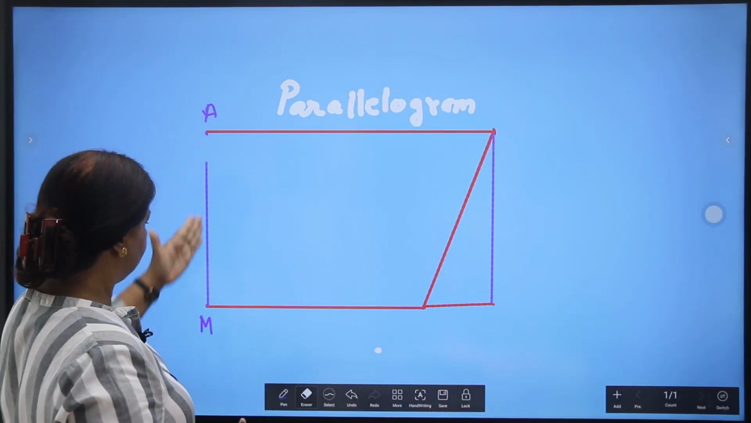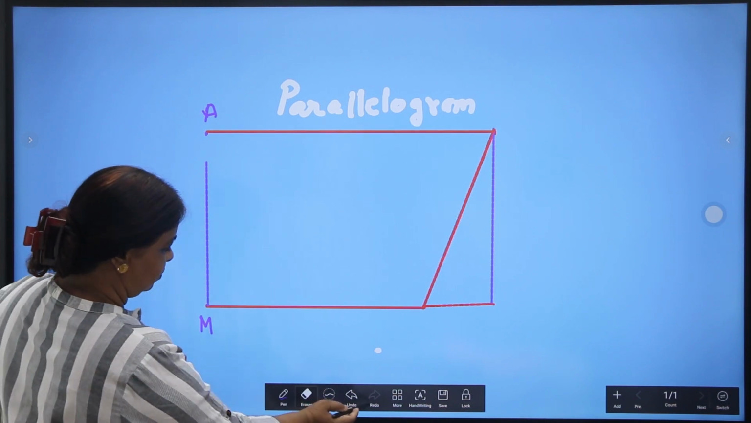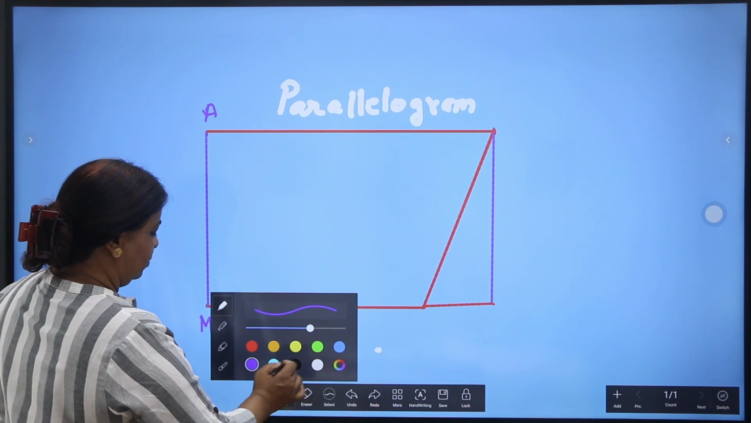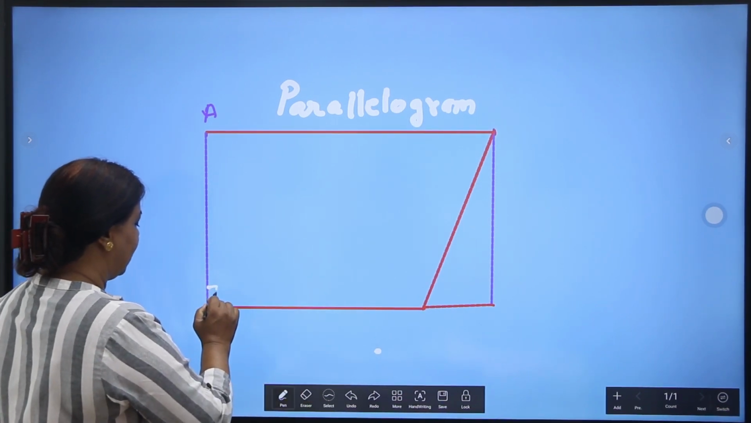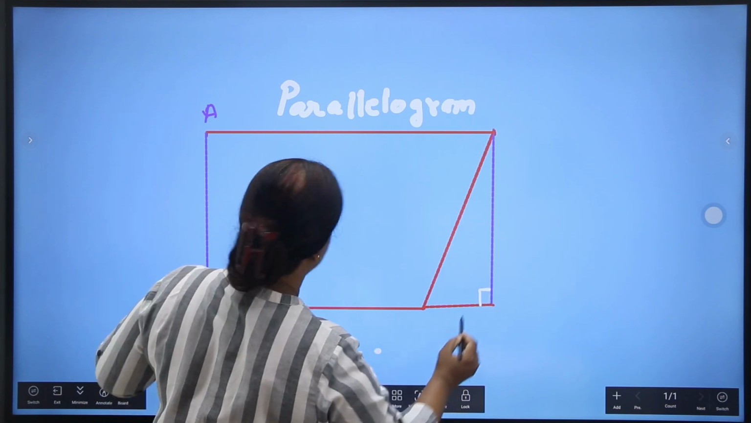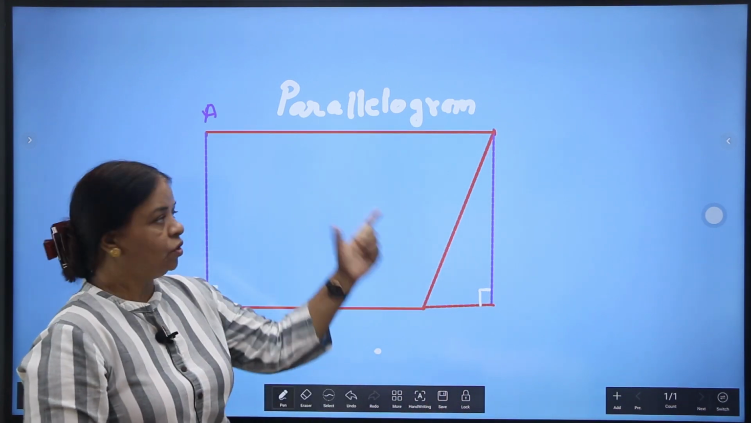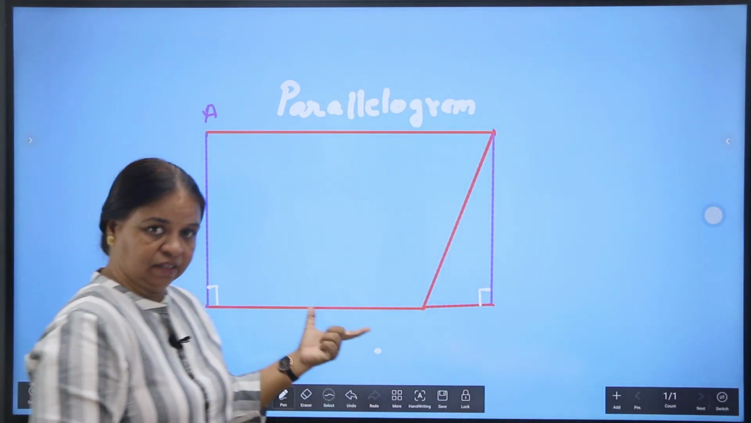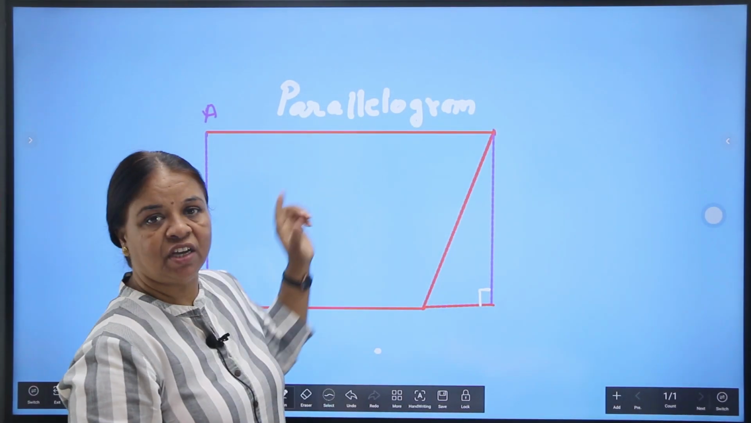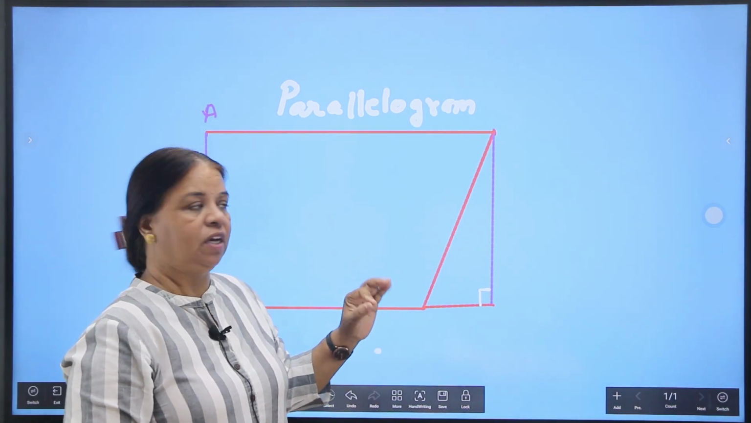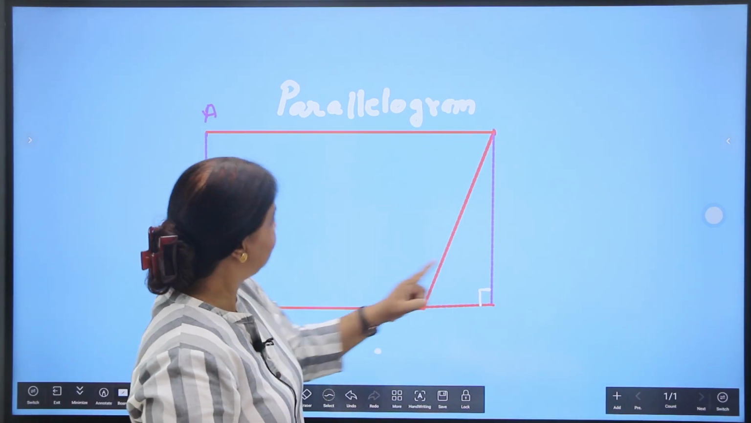Here, this is a perpendicular height. This is the perpendicular height. This is also perpendicular height. This is the triangle which I shifted here. So it transformed into a rectangle. Earlier it was a parallelogram where sides were parallel, but they were not perpendicular. I drew this line as perpendicular.